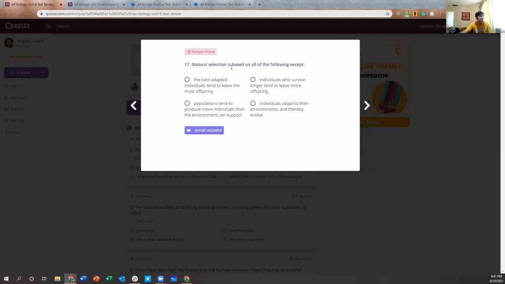Natural selection is best based on all of the following except, well, I think we talked about how this is probably true. The best adapted individuals tend to leave the most offspring, so that's fitness. Individuals who survive longer tend to have more offspring, probably, because if you're living longer, you have more time to make babies. Populations tend to produce more individuals than the environment can support.